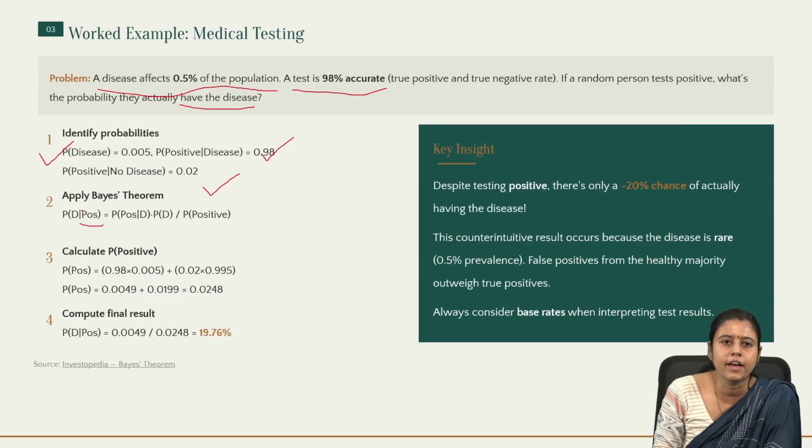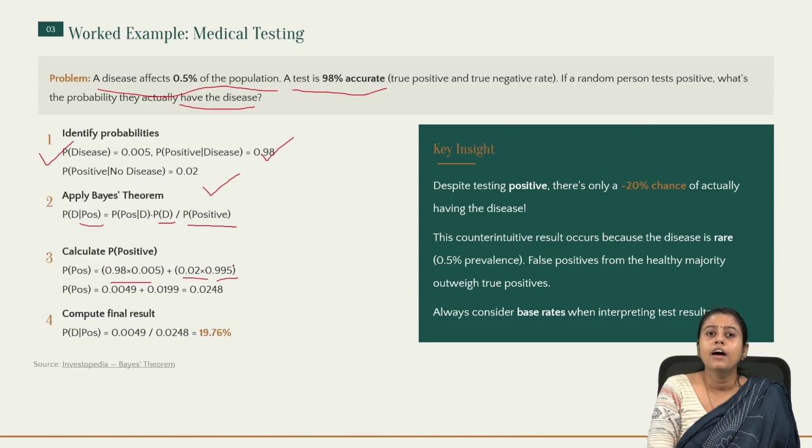That means both conditions hold. So we take P(positive | disease), how many results came positive with disease, that is 0.98, times how many actually have the disease, only 0.005. So P(pos | disease) times P(disease) is 0.98 into 0.005. Similarly, 2% came positive without disease, so 0.02, in how many people? 0.995. This is also a positive result.